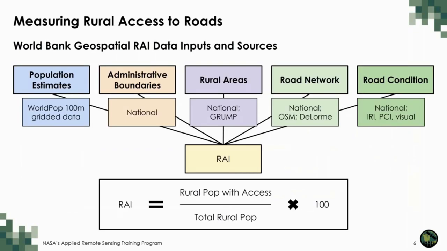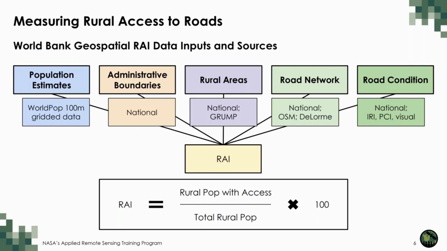Using the new geospatial approach, the RAI can be computed by GIS software. In place of survey data, the World Bank is now mainly using high-resolution gridded population distribution data developed by the research community to capture where the people are. This is because most countries don't have in-house high-resolution gridded population data. WorldPop's 100-meter gridded data product is the population data set used by the World Bank to compute the RAI.